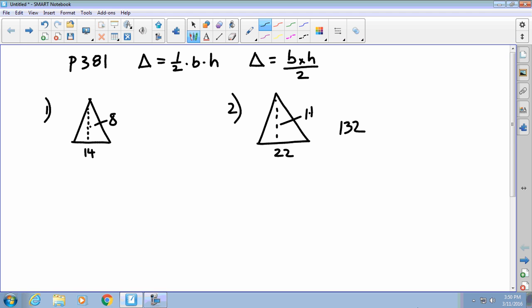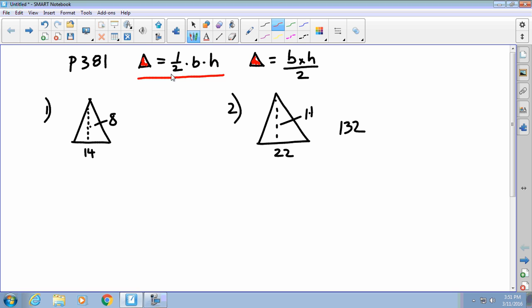Okay, we're on page 381 in our Go Math books, and we are looking at some formulas for area of a triangle. And we're looking at 1 and 2 on page 381. The new thing that we're doing: in our previous lessons, we did area of a triangle equals base times height divided by 2. Today, we're doing that same area of a triangle, but instead of dividing by 2, we are changing from dividing by 2 to just simply multiplying by a half.